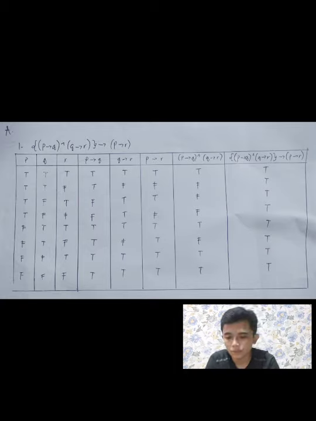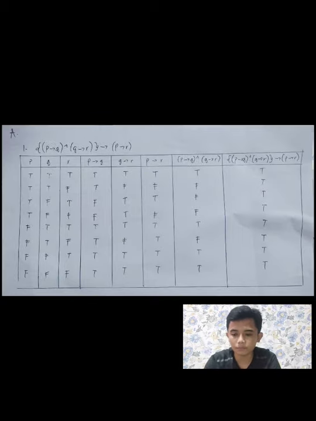For P it is true, true, true, true, false, false, false, false. Then for Q it is true, true, false, false, true, true, false, false. Then for R it is true, false, true, false, true, false, true, false. So the first thing we will find is P implies Q. The values we look at are the propositional variables P and Q. So the first is true, true.